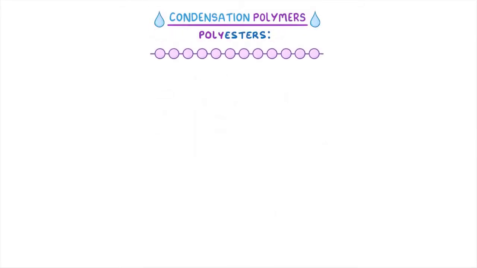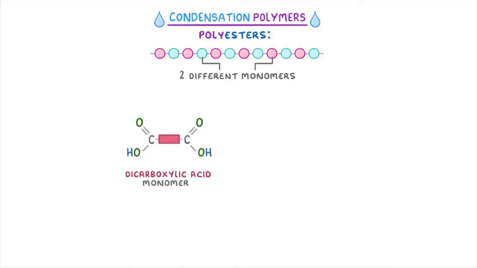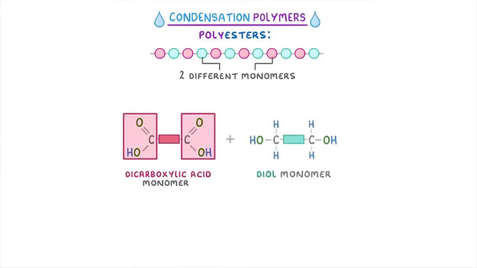Like all polymers, condensation polymers are made up of lots of individual monomers. With polyesters though, a common combination is to use two different monomers. A dicarboxylic acid monomer, which contains two carboxylic acid groups, and a diol monomer, which contains two alcohol groups.